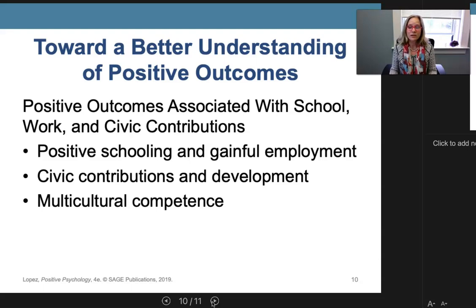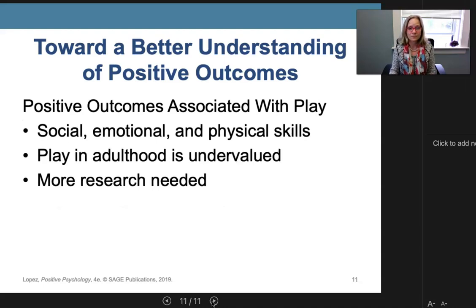There are also positive outcomes related to other domains in our life: school, work, and civic contributions. So positive schooling is an environment where people can flourish and have gainful employment. We focus also on civic contributions and development. That's something we focus on a lot at Campbell. A life with meaning, what does that mean? And multicultural competence. In other words, being able to work with people who are different than you might be so that they can flourish and be successful as well.